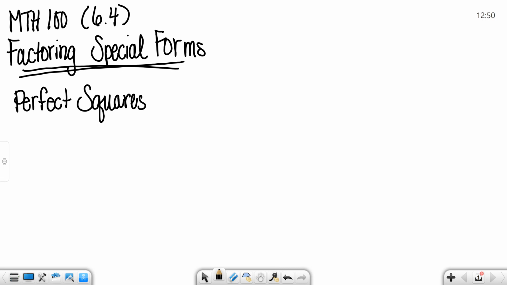MTH100 lesson 6.4 is factoring special forms. So we've already talked about factor by grouping. We've done factoring trinomials. And now let's talk about special forms.